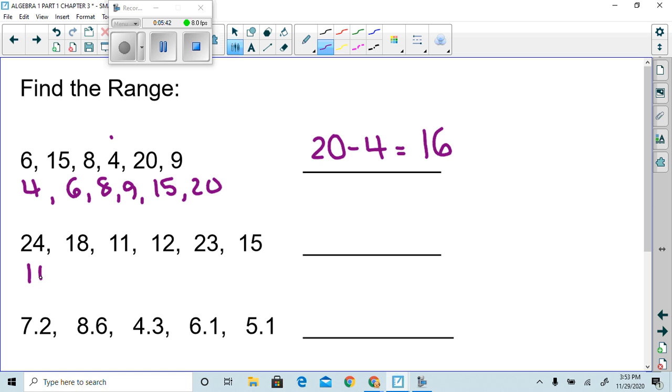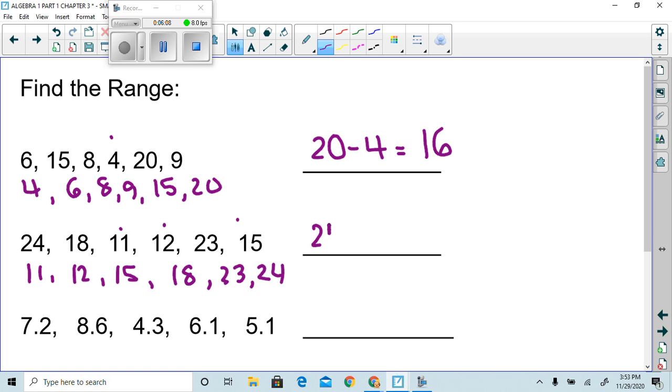We have 11, 12. Again, I'm ordering them from least to greatest. 15. Then I have 23 and 24. Did I skip something? I did. I skipped 18. So you always want to double check this as you're going along. So I have 18, then 23 and 24. 1, 2, 3, 4, 5, 6. I've got them all. How do I find the range?